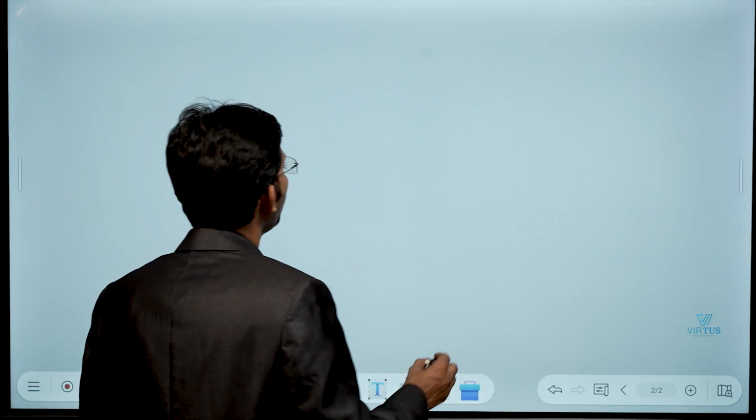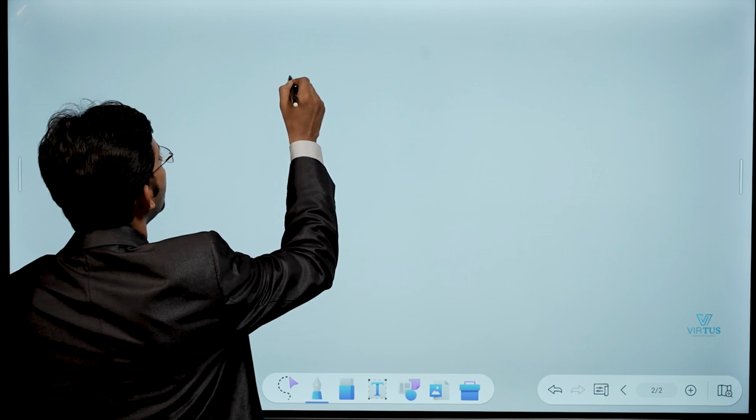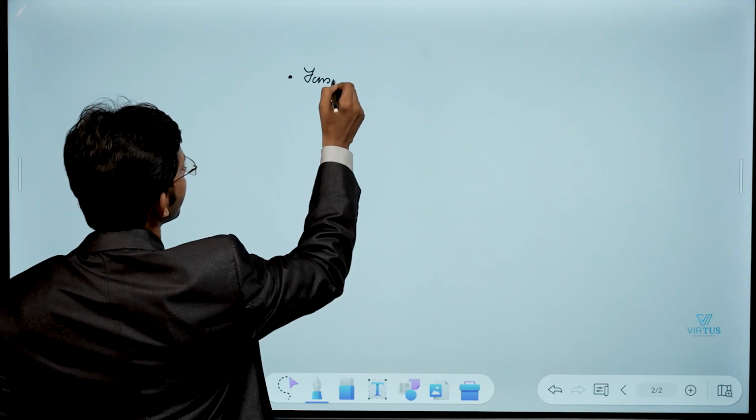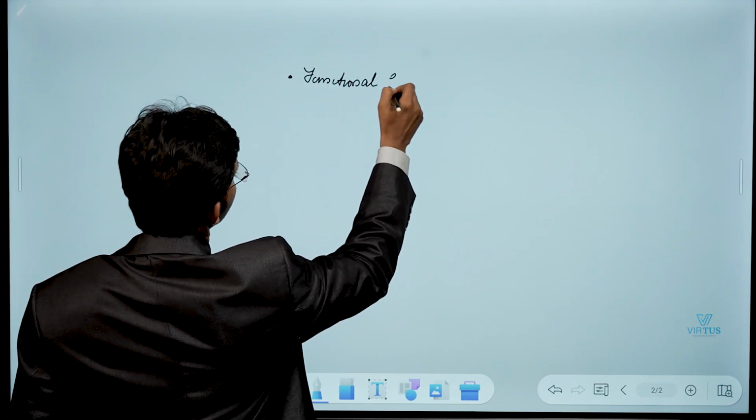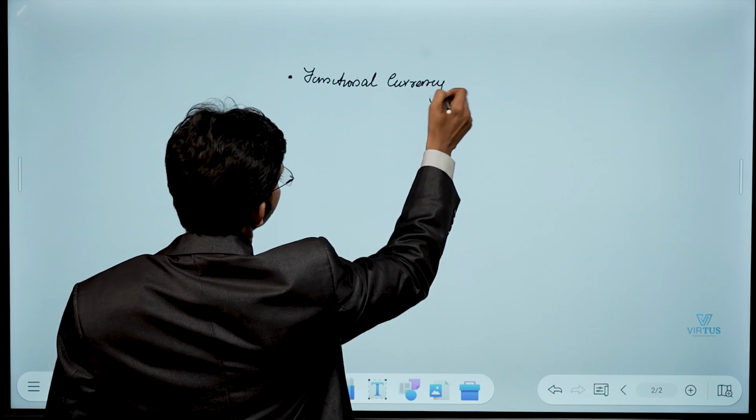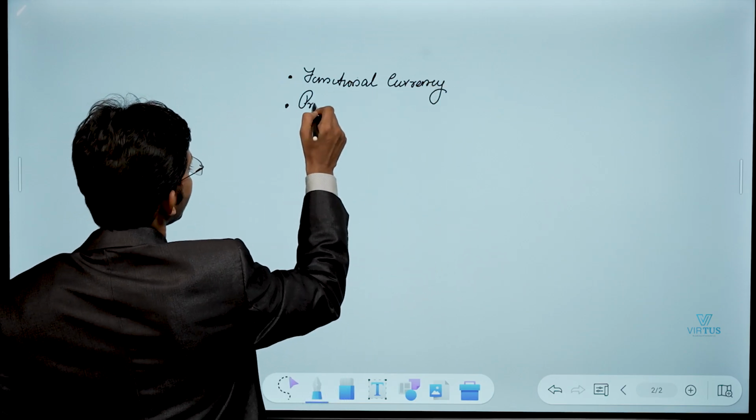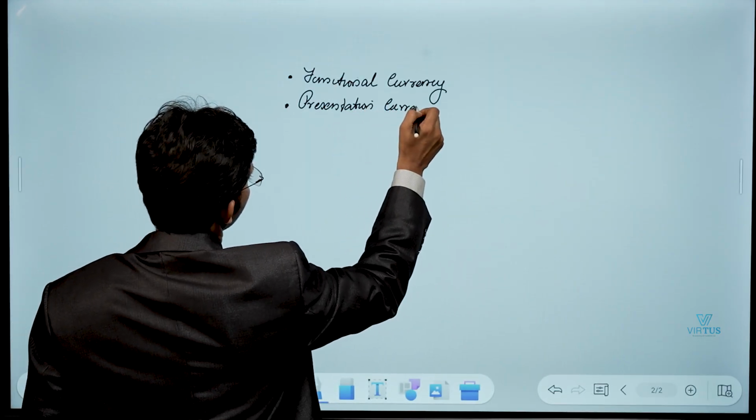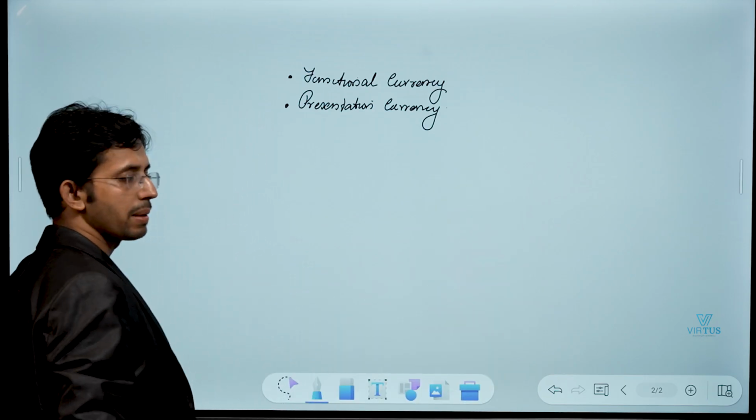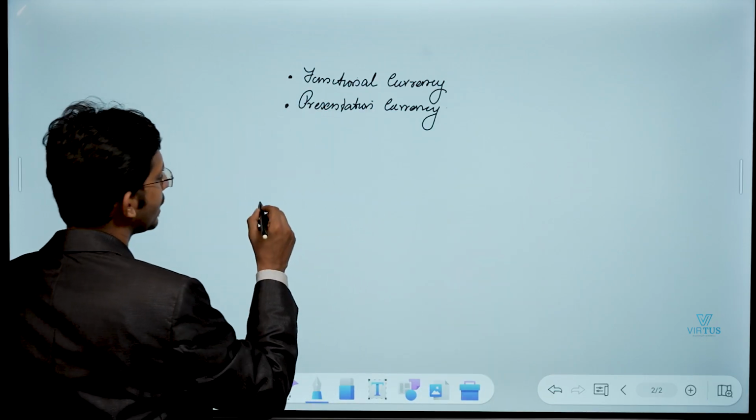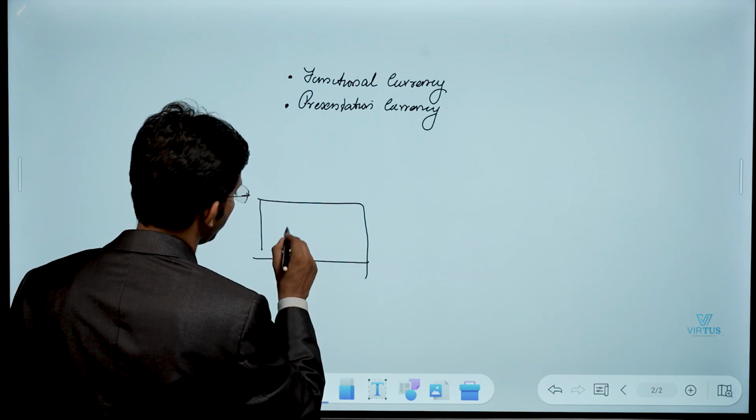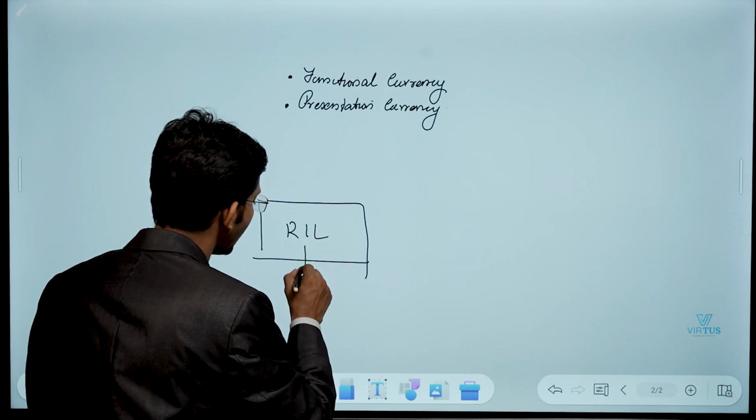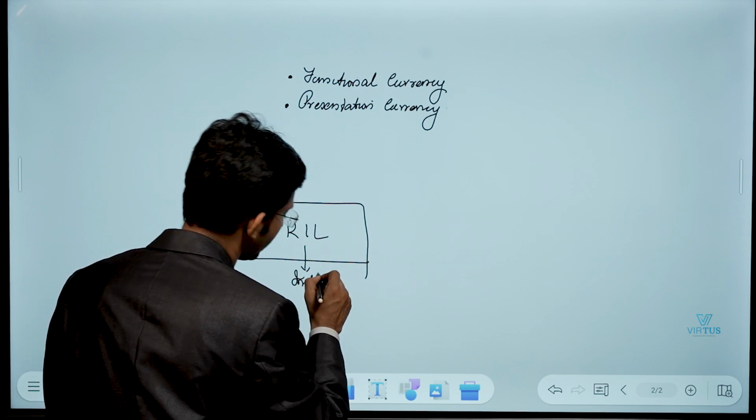Here we have to understand the difference between two things. One is functional currency, and the next one, presentation currency. So what is functional currency and what is presentation currency? That is the first point. Now let us take the case of, let's say, Reliance Industries Limited, our flagship company in India, RIL. Reliance Industries Limited is headquartered in India. This is an Indian company.